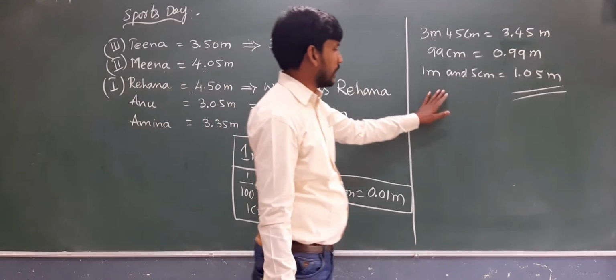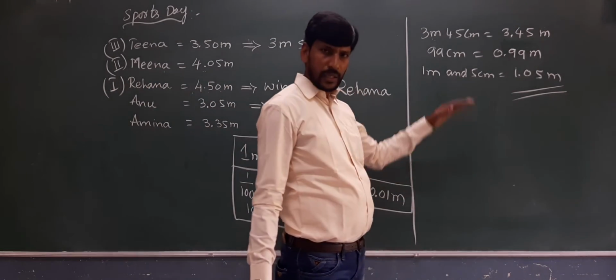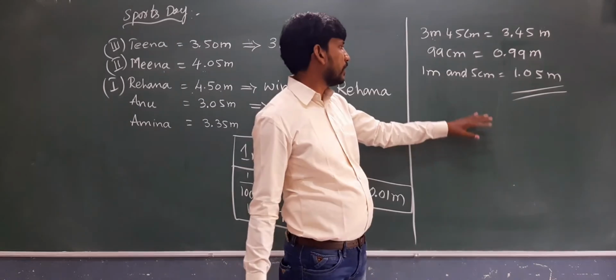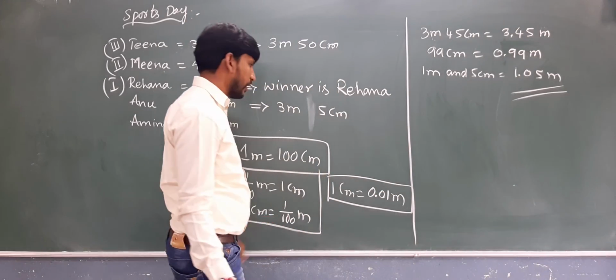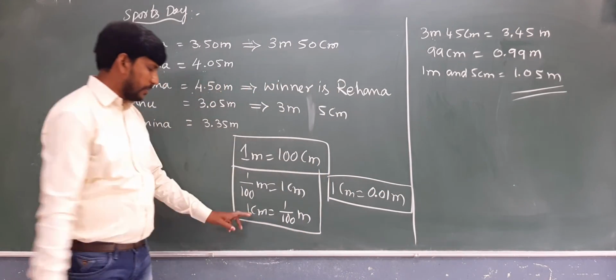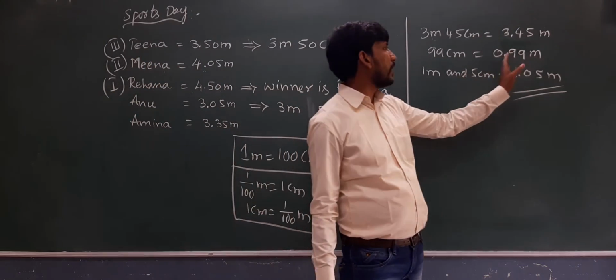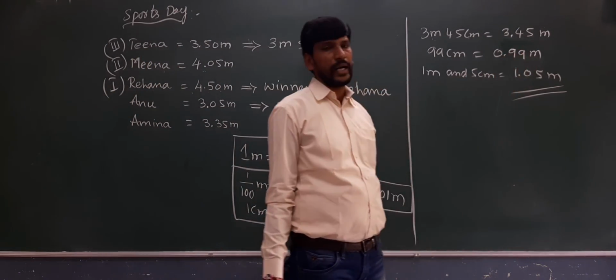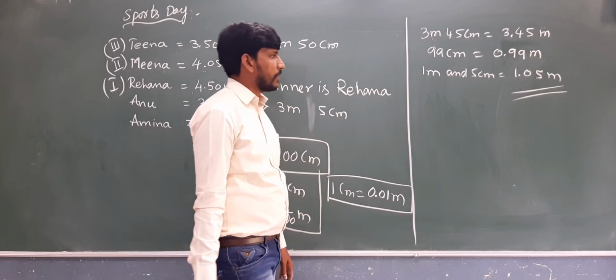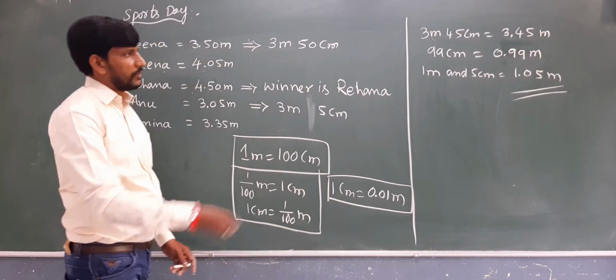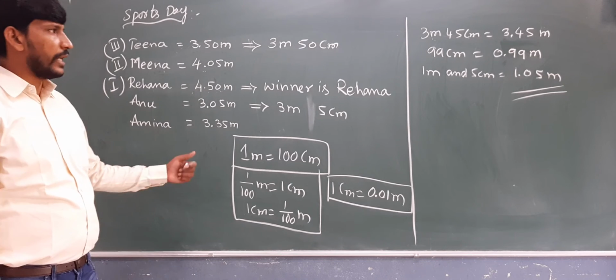Shall I explain this by 100? Here only I told you, 1 centimeter equals 1 by 100 meters. You just keep the point wherever it is required. Clear, my dears? Otherwise, I'll explain that in detail.